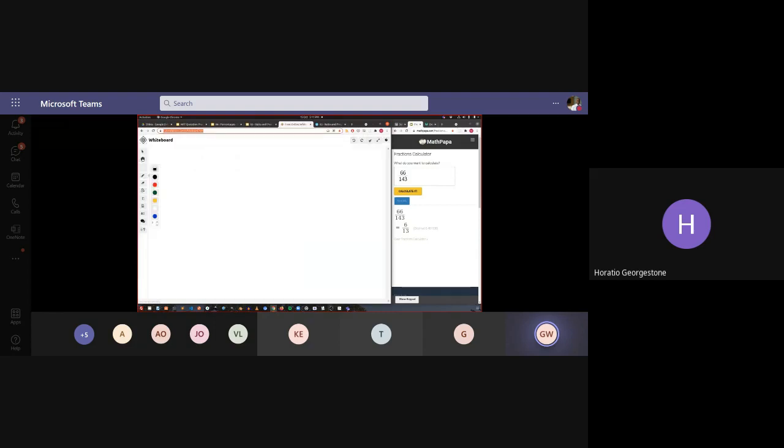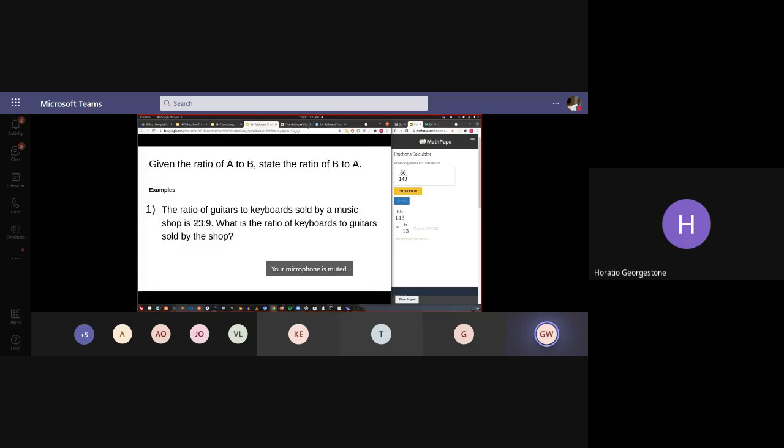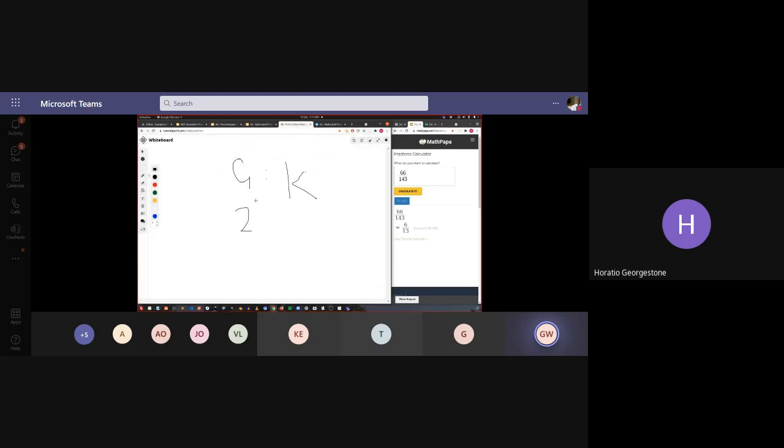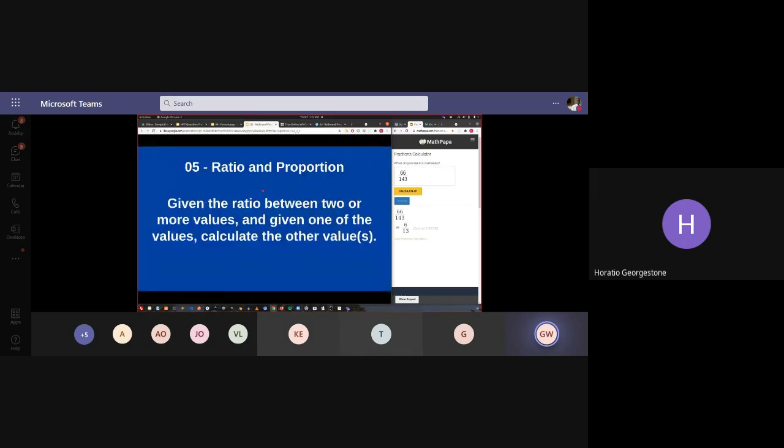Simple as that. Okay, so if the ratio of two things, so guitars to keyboards, is 23 to 9, then the ratio of keyboards to guitars is 9 to 23. You're just swapping the way around that you're writing them. It's the same information. Different ratio, but different order of things. So it's the same information. Okay, so moving swiftly on.